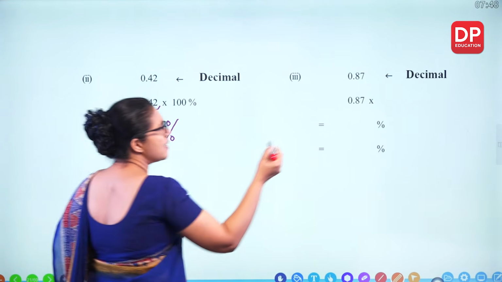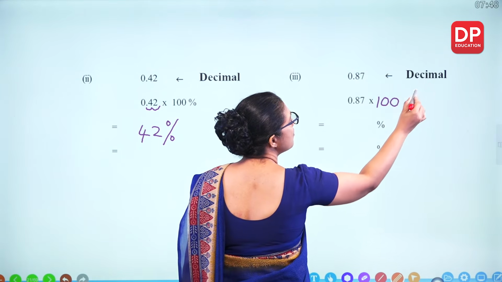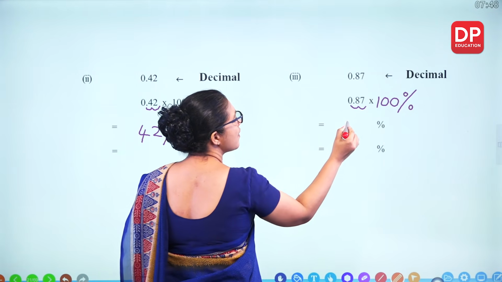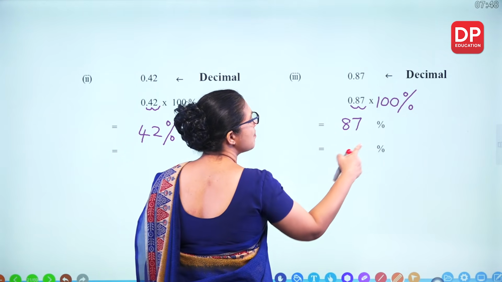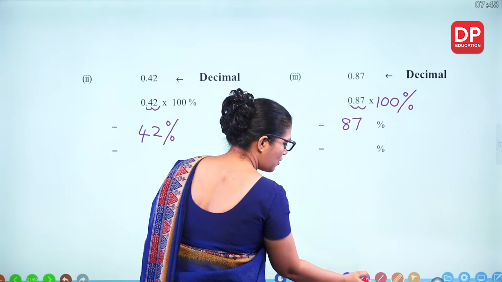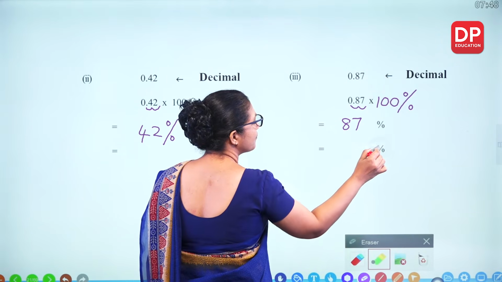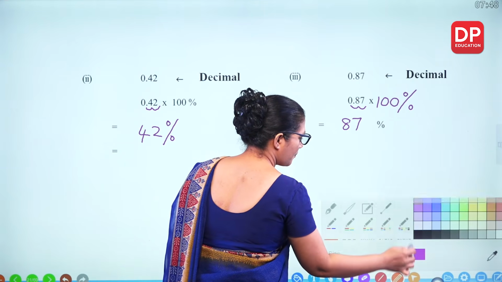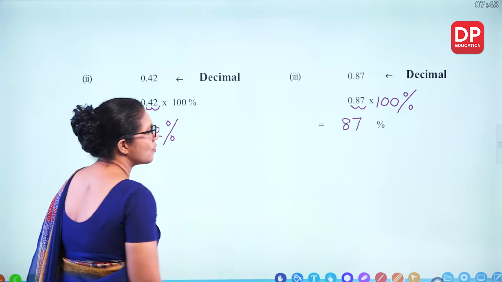0.87, multiply by 100 and put the percentage sign. So what you get? 2 places to the right, 87%. So here you don't need to write twice. So 87%.